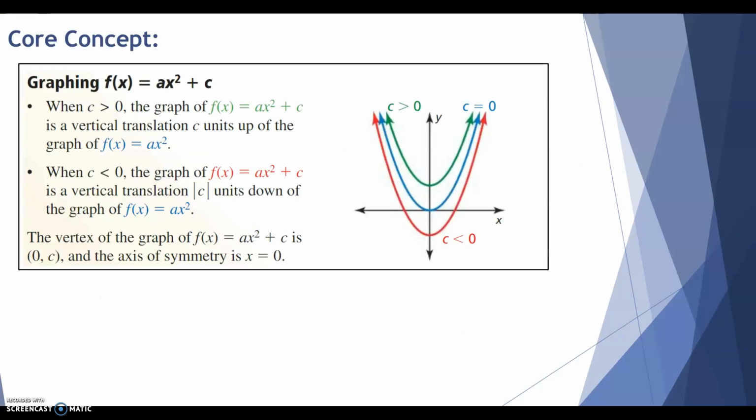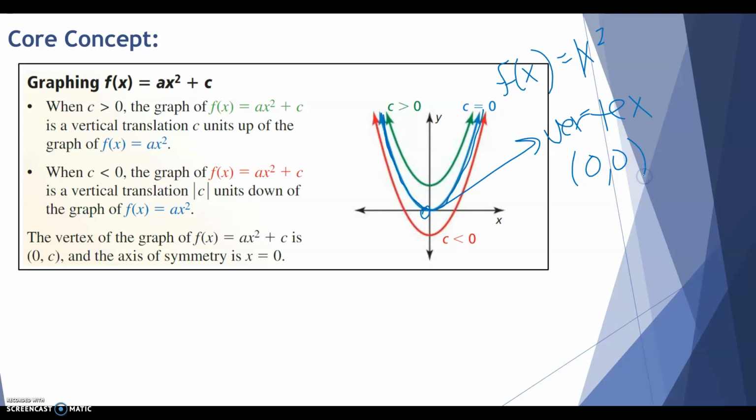So if you look at this, you see three different parabolas. The blue one that you see is the parent function, okay? And the parent function is your f of x equals x squared. And of course, your a is 1, okay? And your vertex is always going to be 0, 0, okay?